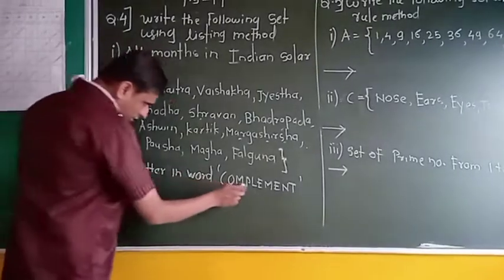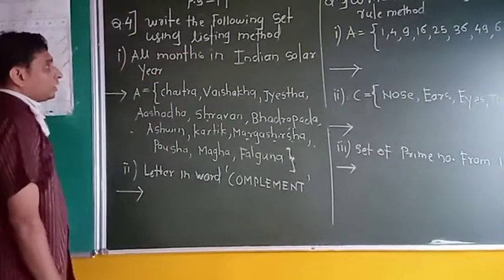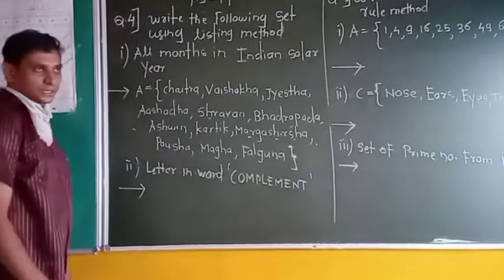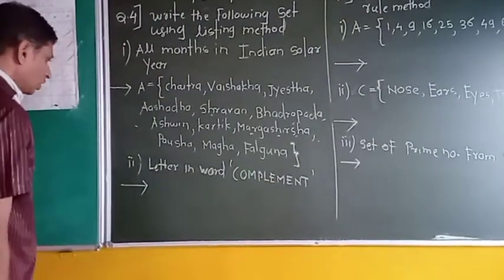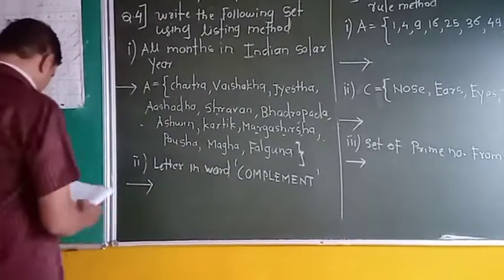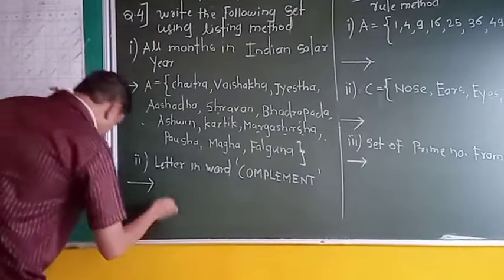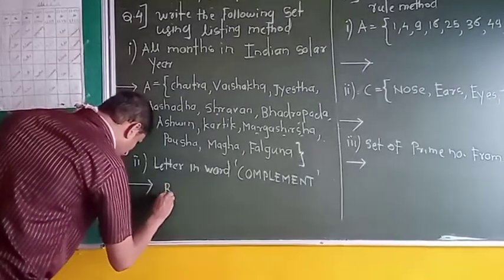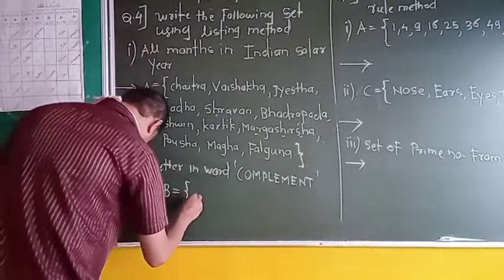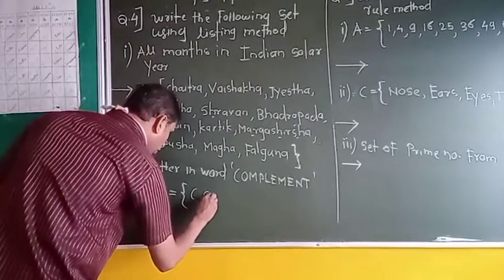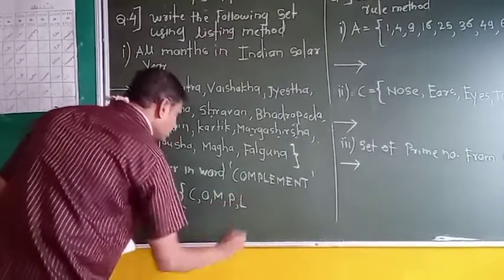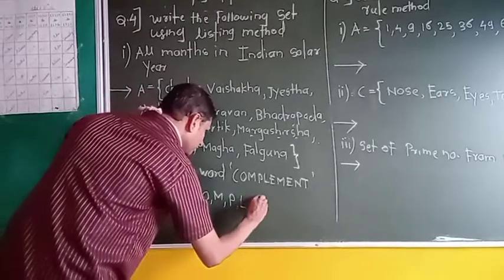Okay, similarly students, next example: letters in the word COMPLEMENT. We are given a word complement and we have to write down its letters in a set. Okay, so how to write it? First I have to give a name for the set. So B is equal to, suppose B is the set containing complement: C, O, M, P, L, E.